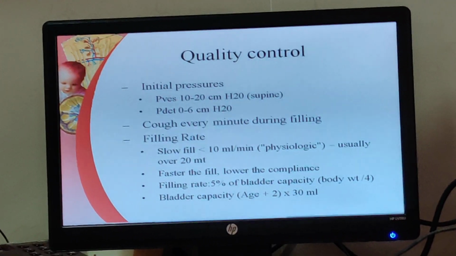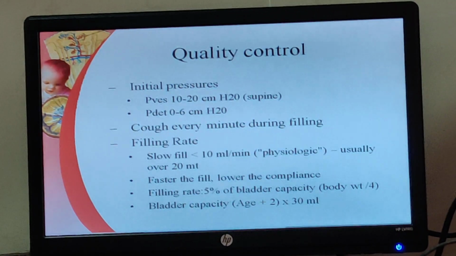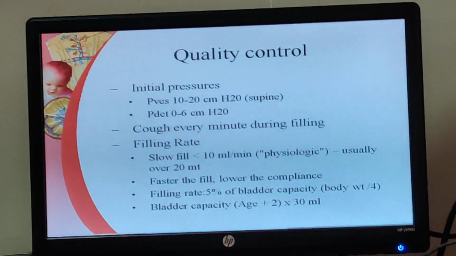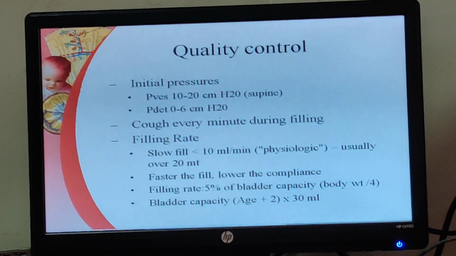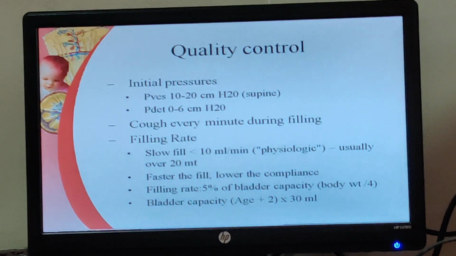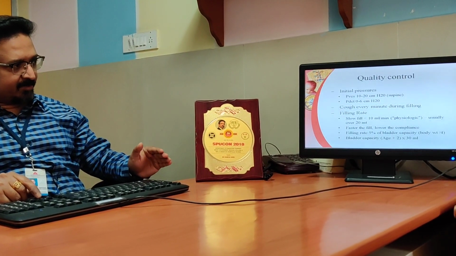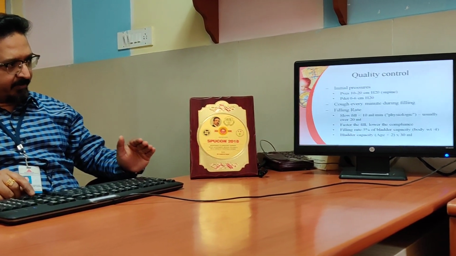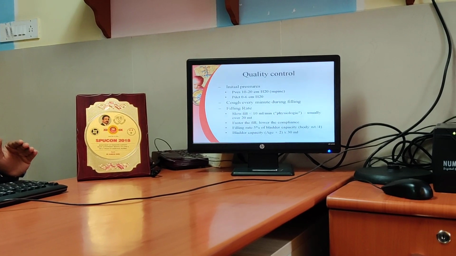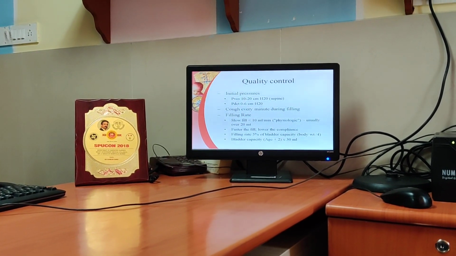We have to make sure that the patient coughs every 5 to 10 minutes. This is not possible again in little kids, but when they cry or make any noise, we can consider it as a cough and record it as such, and this causes an acute deflection in the curve. Then the fill rate, as I said, has to be a slow fill. Often it is 5 ml per minute, kept over a period of 20 minutes.